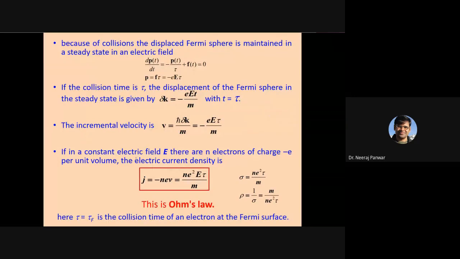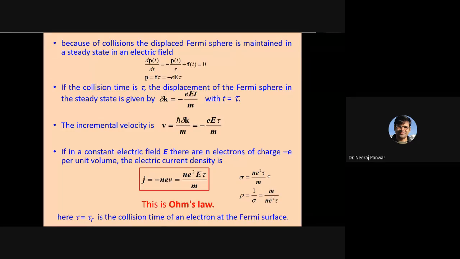Now we know if we apply an electric field, and there are small n electrons of charge minus e per unit volume, so small n represents the electron density, that would give J equal to minus n e v. We write the expression for v from here, so we will get n e square E tau upon m. And what is this, n e square tau upon m? It is the expression for conductivity. So sigma is equal to n e square tau upon m, or the electrical resistivity, that is related to conductivity as 1 over sigma, rho would be equal to m upon n e square tau.